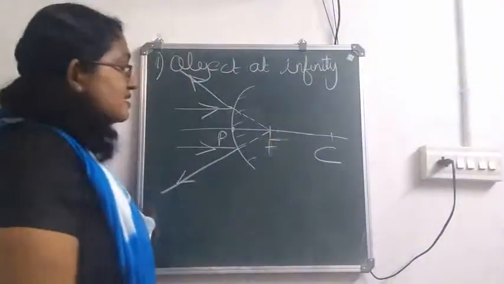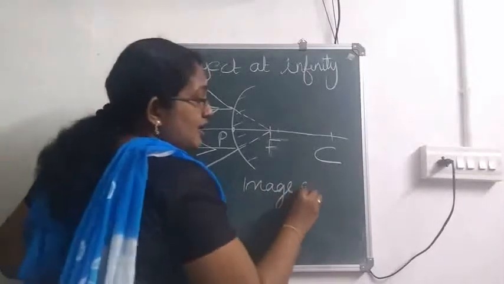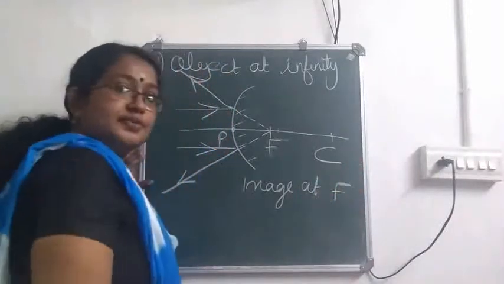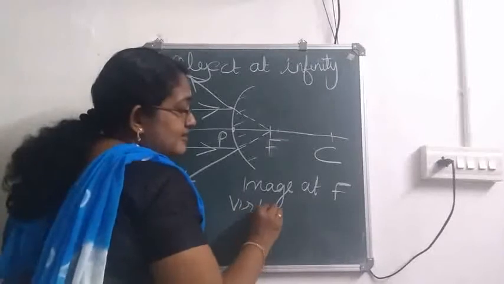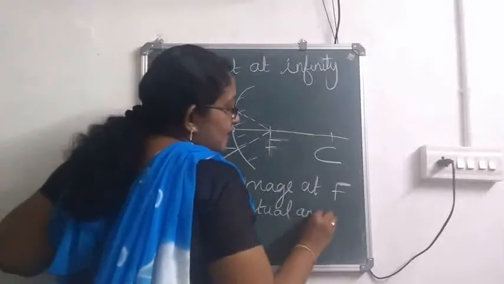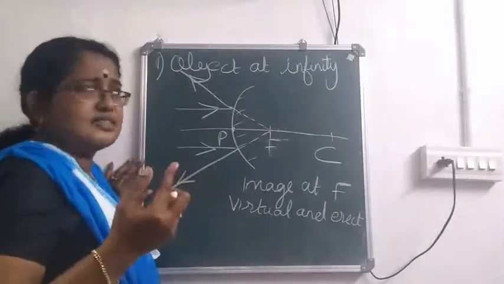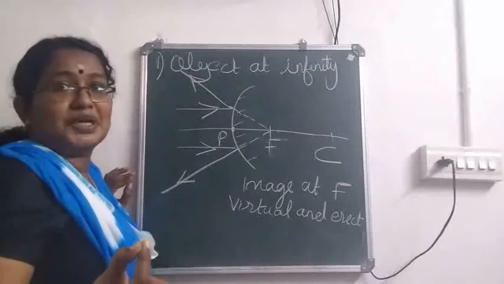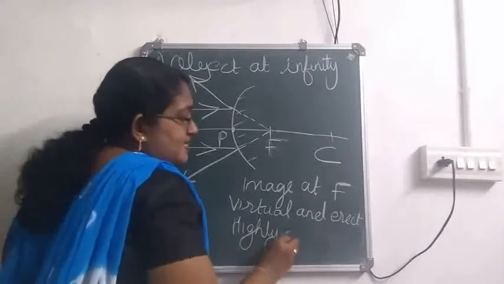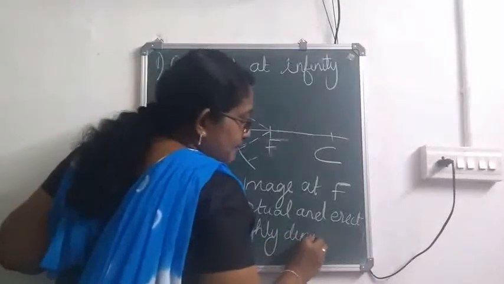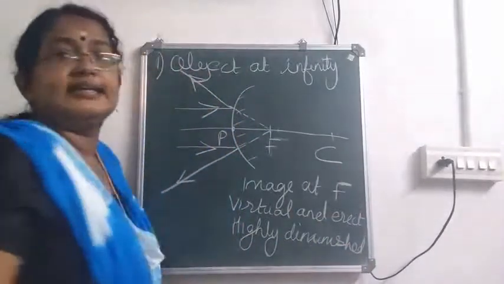So what all things can you say here? Image at F. Okay. And here we are extending, that means it is a virtual image. Virtual means it will always be erect. And what about the size? Is it possible to see the image properly? No. So it is point sized, or what you can say is highly diminished. Okay, point sized or highly diminished.